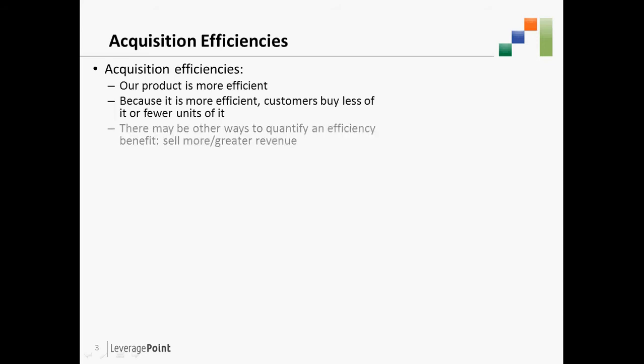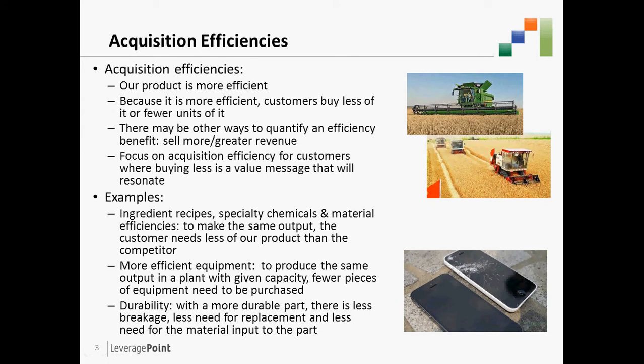First, some explanation about a situation we call acquisition efficiencies. This occurs when your product offer performs more efficiently than the competitive alternative. And by efficient, I mean that your customer doesn't need to buy as much of your product to get the same outcome or result. And although the customer can use your greater efficiency to make and sell more output, they instead choose to get the value of using less input. Variations of this type of efficiency scenario occur often in specialty chemicals, food products, and equipment industries.